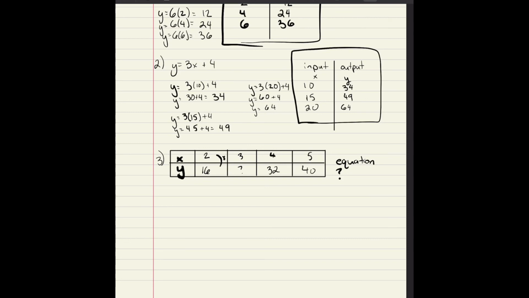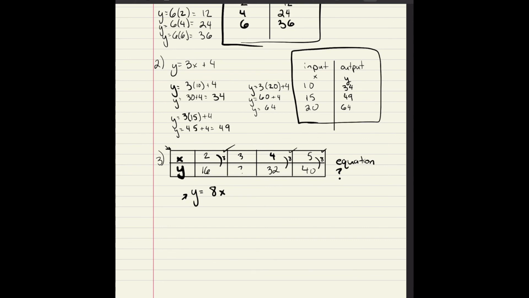Let's see if that would work over here. Can I multiply 4 by 8 to get 32? Yeah. What if I multiply 5 by 8? Do I get 40? I do. So it works if you multiply everything by 8. So then my equation would be y equals, y is on the outside because it is our dependent variable, and it's our output. And I'm saying that I need to multiply whatever my input is, so anything for x, by 8. So I can put 8x.